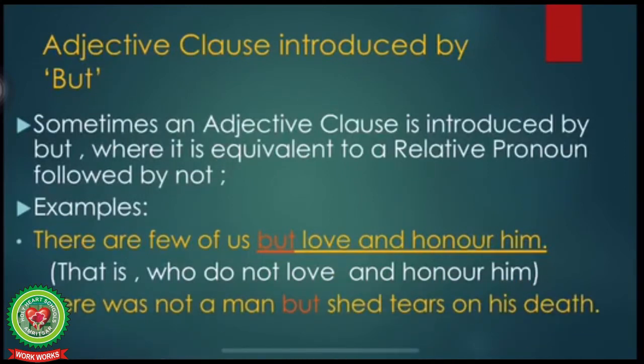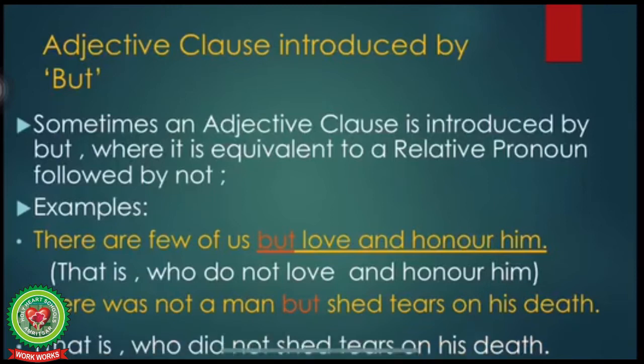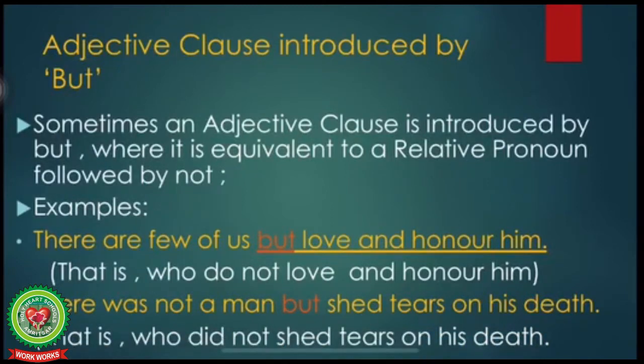Now similarly, see the next example. There was not a man but shed tears on his death. Again, the subordinating conjunction here is but, and the part that follows, but shed tears on his death, is a subordinate clause. And there was not a man is a principal clause. Right? So again here we can also write the sentence as there was not a man who did not shed tears on his death.